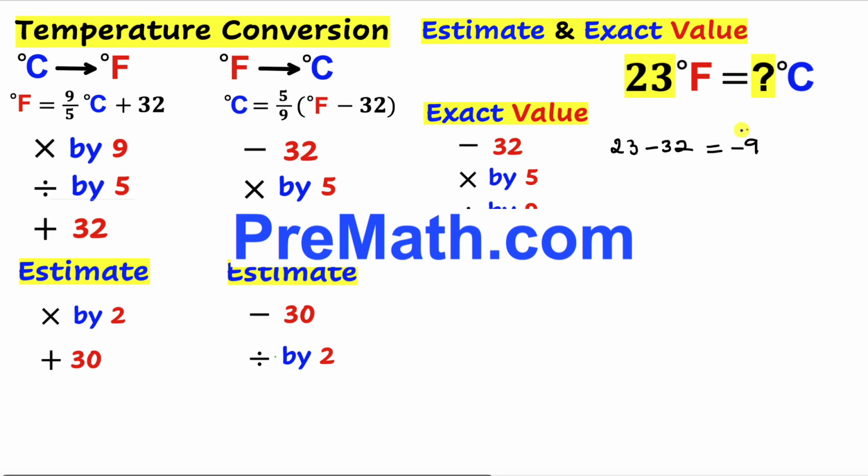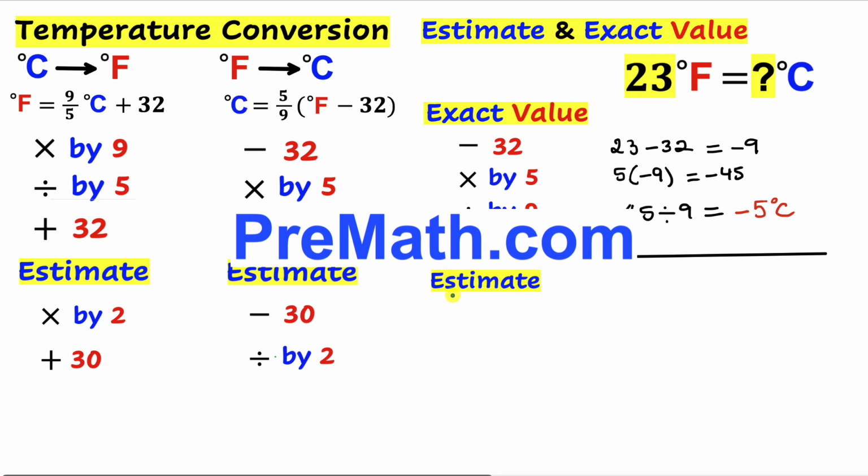And now we are going to multiply negative 9 with 5. So 5 times negative 9 is going to be negative 45. And finally, negative 45 divided by 9. I'm going to write down negative 45 divided by 9 is going to give us negative 5 degrees Celsius. So therefore, 23 degrees Fahrenheit has been converted to negative 5 degrees Celsius, and that's our exact value.